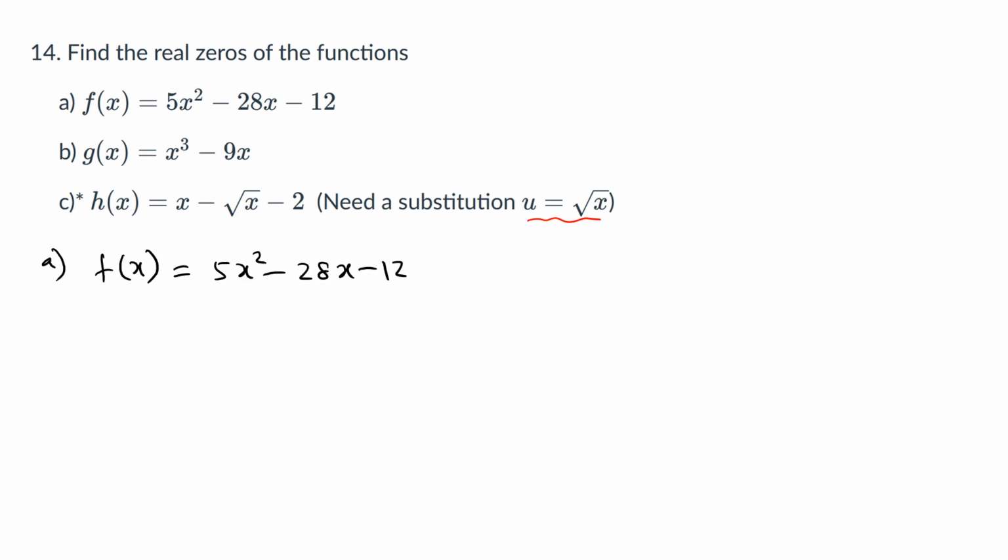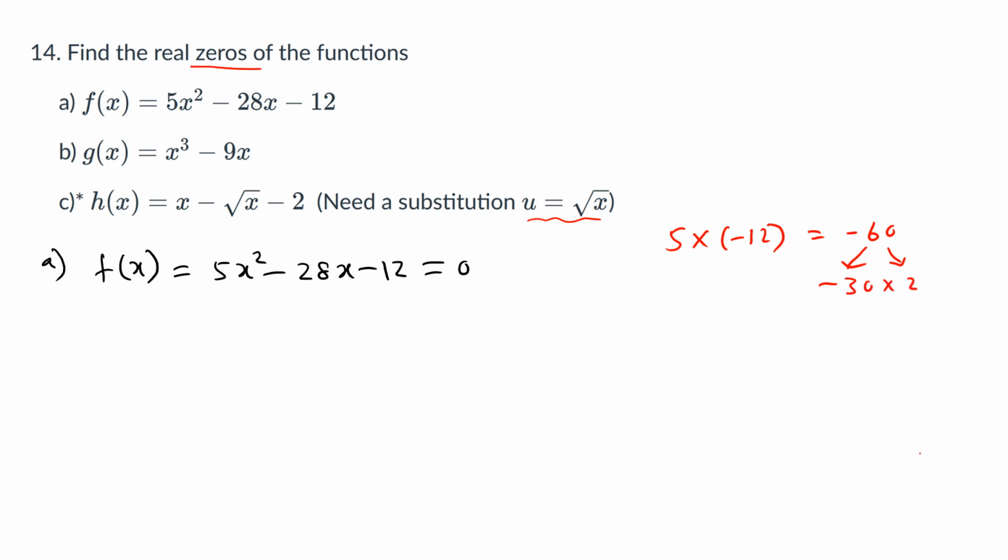As the first one, we have f(x) equals 5x squared minus 28x minus 12. Since we are looking for zeros, we're going to set this equal to 0 and then solve for x. We're going to use a factoring method for this one. We are looking for two numbers: 5 times negative 12 is negative 60. When you multiply, you get negative 60, and when you add, you get negative 28. Those two numbers are negative 30 and 2.